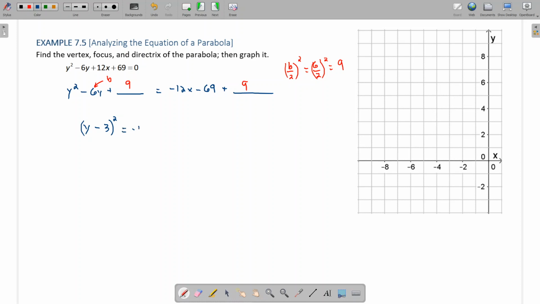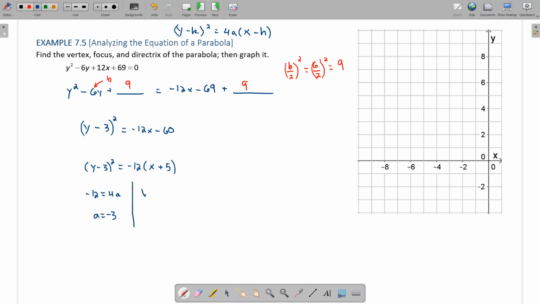Okay, and then over here you have -12x minus 60. Then, just like before, whatever is in front of this variable gets factored out. So we end up with that. From this, we know that this should be equal to 4a. The general equation that we're using here is y minus k squared equals 4a times x minus h. So -12 has to equal 4a, so a is going to be -3.